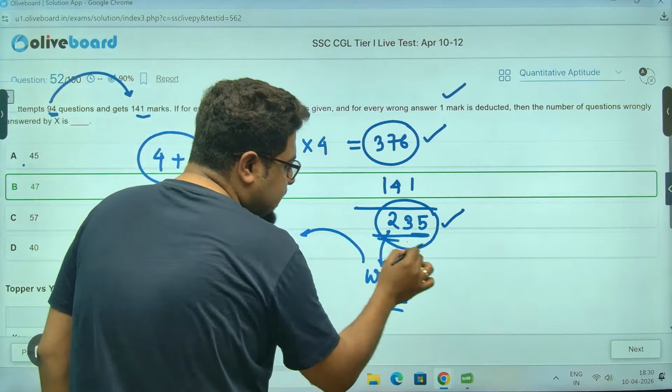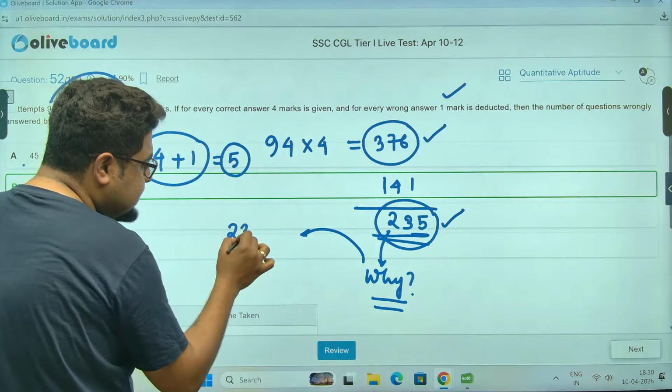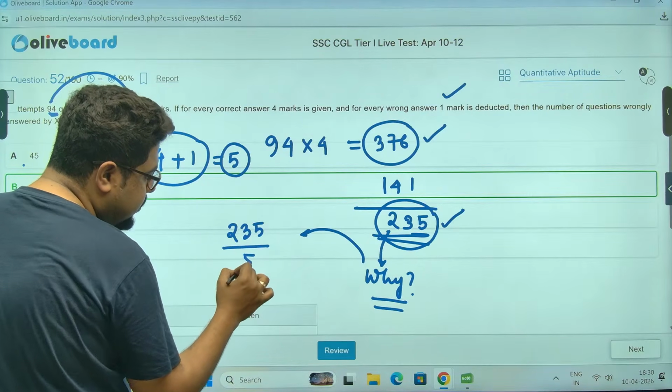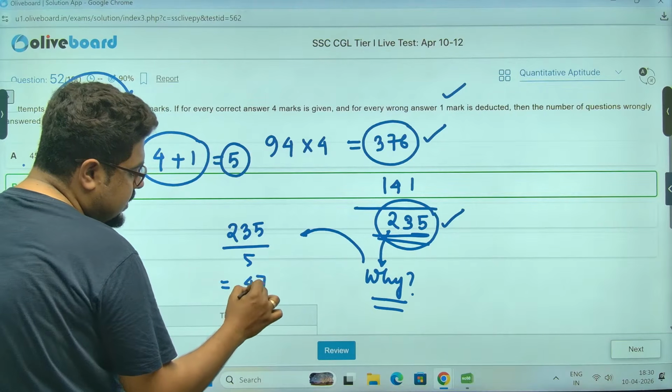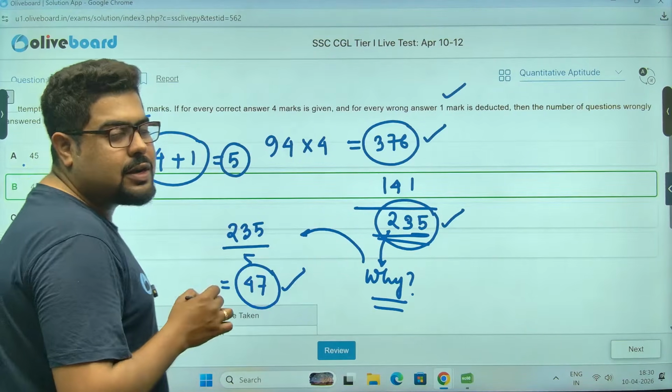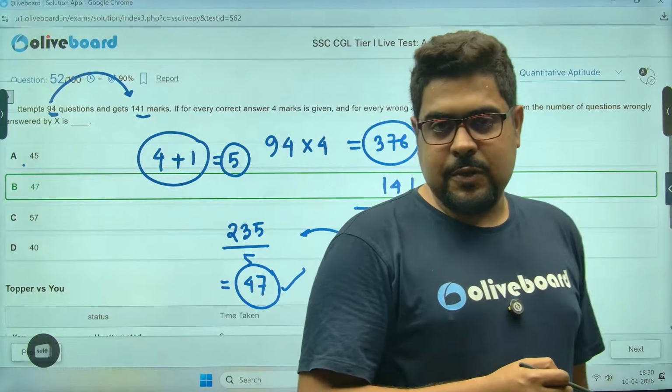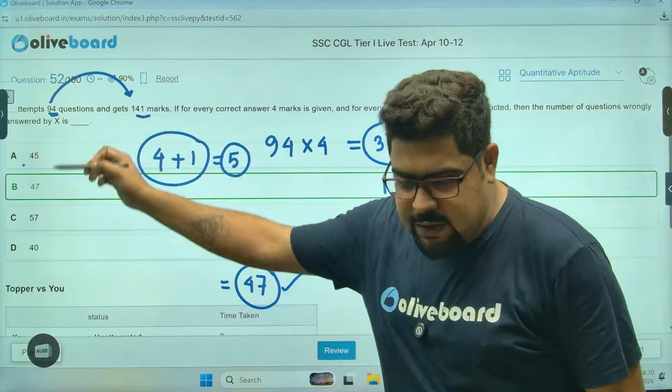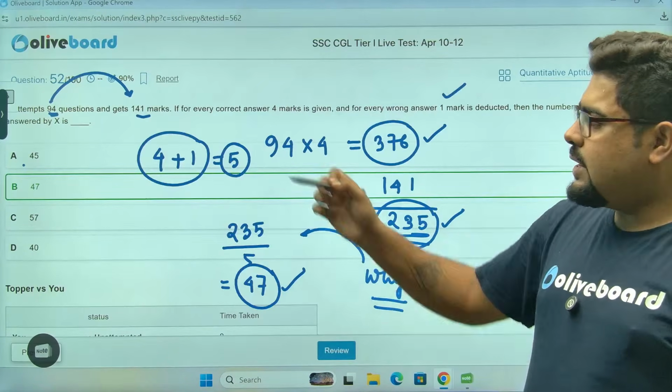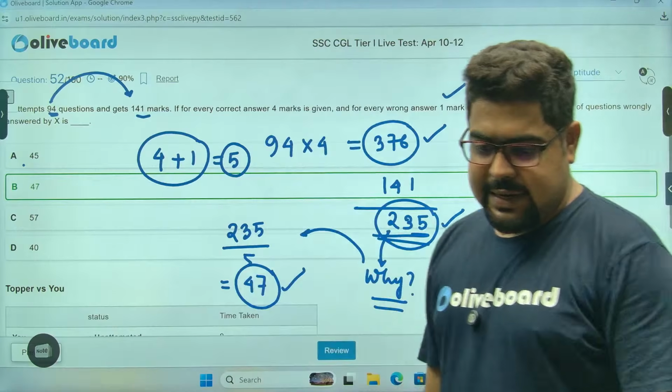Actual deduction is 235. So how many wrong answers, sir? 235 by 5. 5 fours are this, 5 sevens are this. 47 wrong answers. So you can do it like this. That way you don't need to check the options. You will get the answer 47 directly.